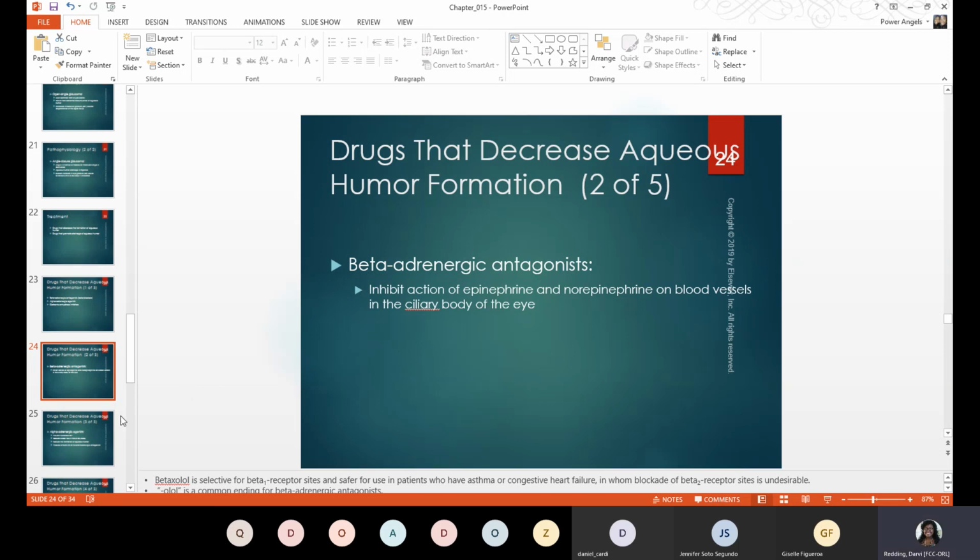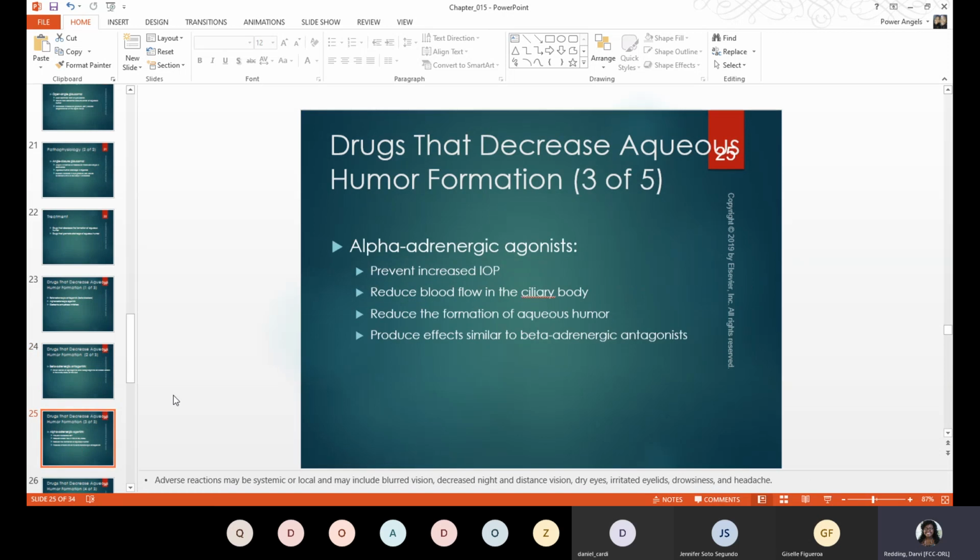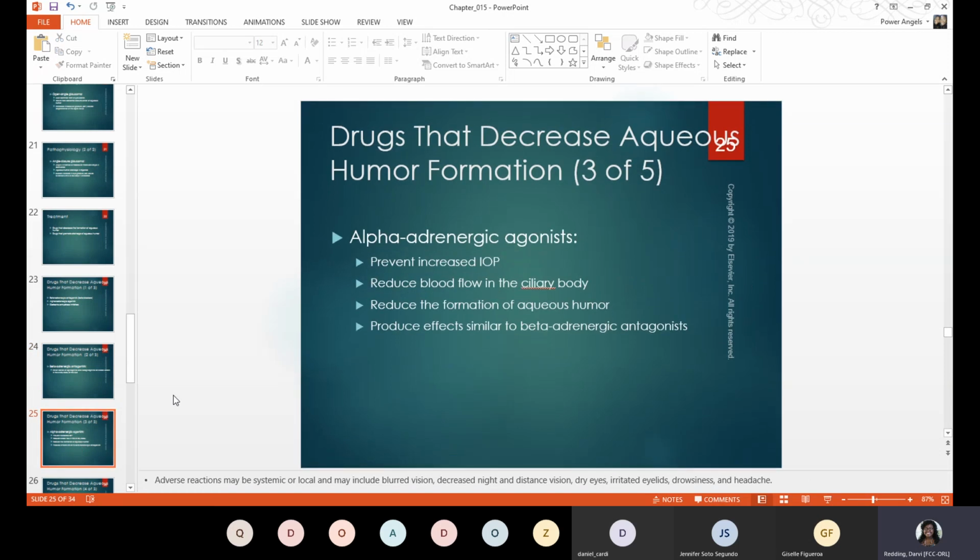And as we continue to learn about other drugs that help decrease the aqueous humor, you learn about the alpha adrenergic agonist, and this helps by preventing an increased IOP, which stands for intraocular pressure. The alpha adrenergic agonist works by reducing the blood flow in the ciliary body, and it also reduces the formation of the aqueous humor. It also produces effects similar to beta adrenergic antagonists.